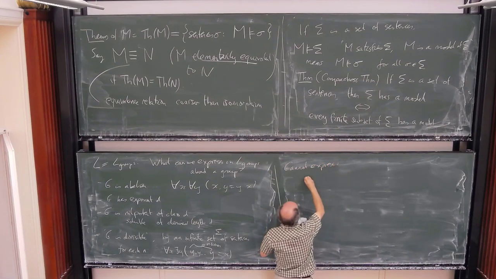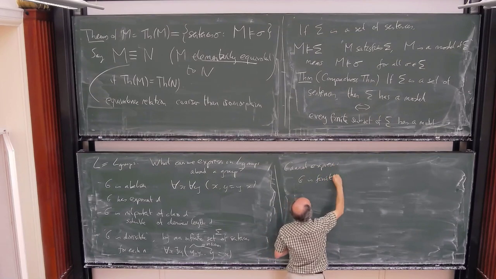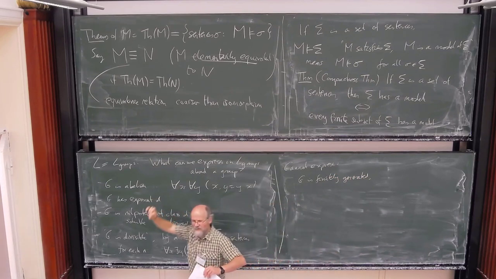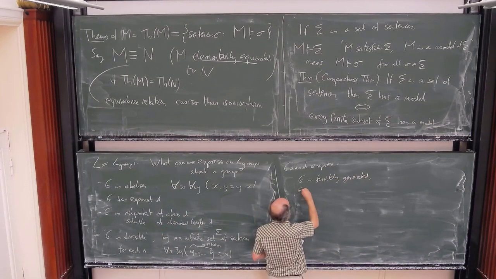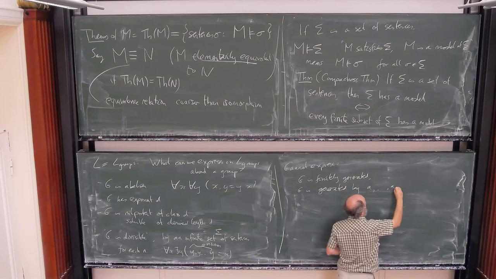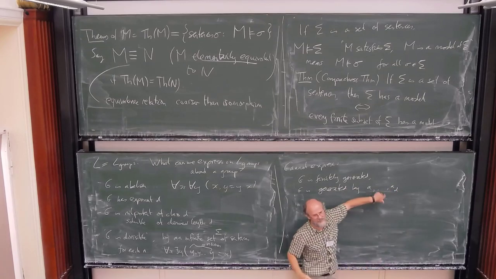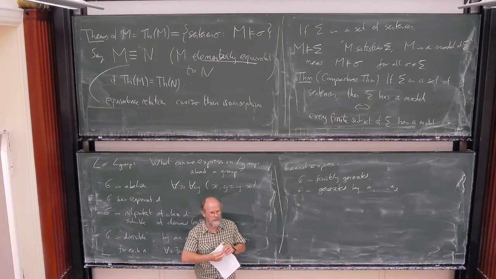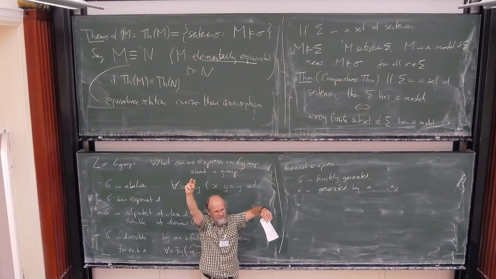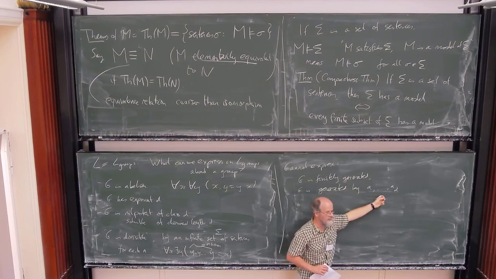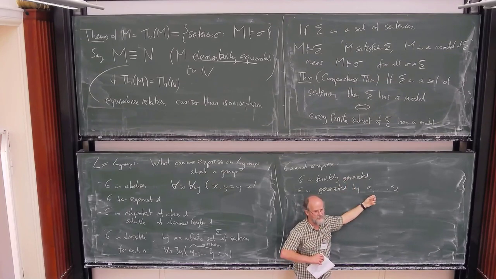Things like G is finitely generated. Or say, maybe you have extra constant symbols for certain elements. G is generated by A1 to AD. Suppose you have extra constant symbols interpreted by these elements. You can't say that G is generated by A1 to AD, because you could have elements of the group which were arbitrarily long words. So there's no single sentence which says that every element of the group is a word in these. And in fact, no infinite sentence which says that.